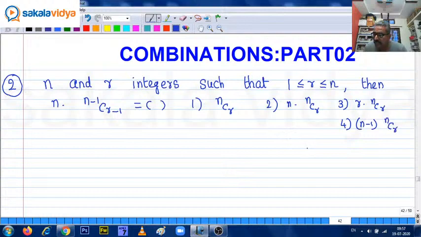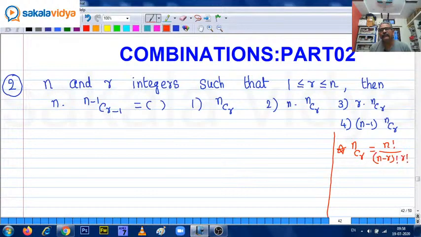Yes. So this is the question. See, first we have this formula: nCr is given by n factorial upon (n minus r) factorial and r factorial. Okay. Let us come to this one now. Here, the solution.